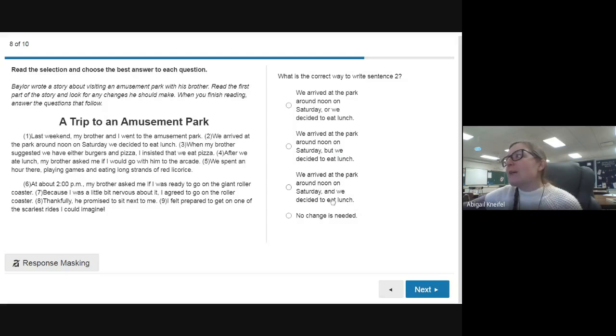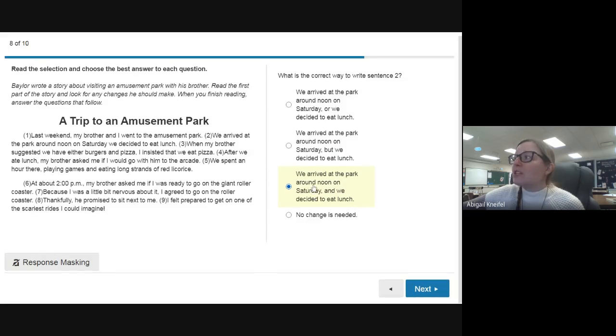So what word do we use to combine? We use and to combine. So we arrived at the park around noon on Saturday, comma, and we decided to eat lunch. So for number 8, you need to choose C. It is definitely not no change needed. I already told you we needed something else there. So you need to have a comma and. So once again, for 8, you need to choose C.